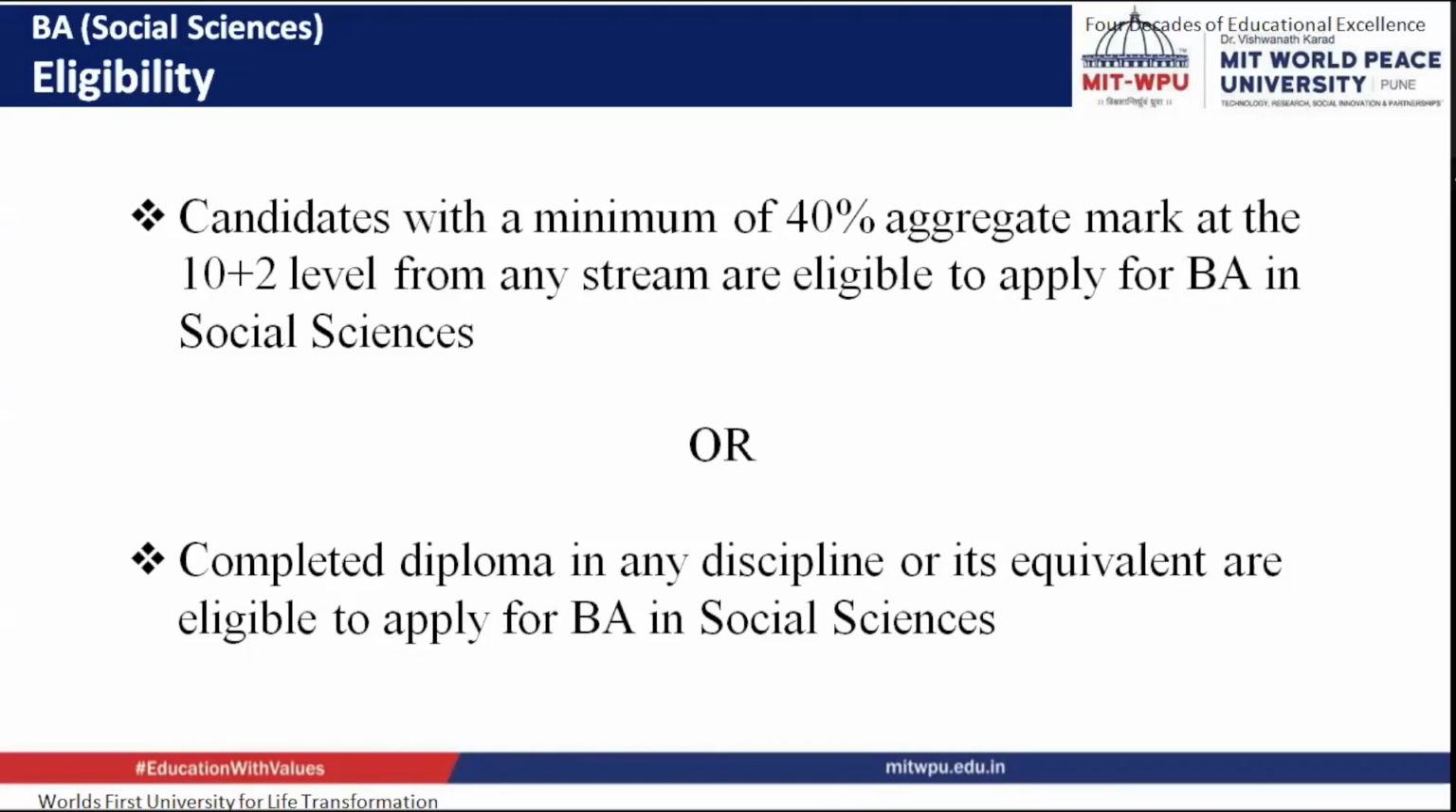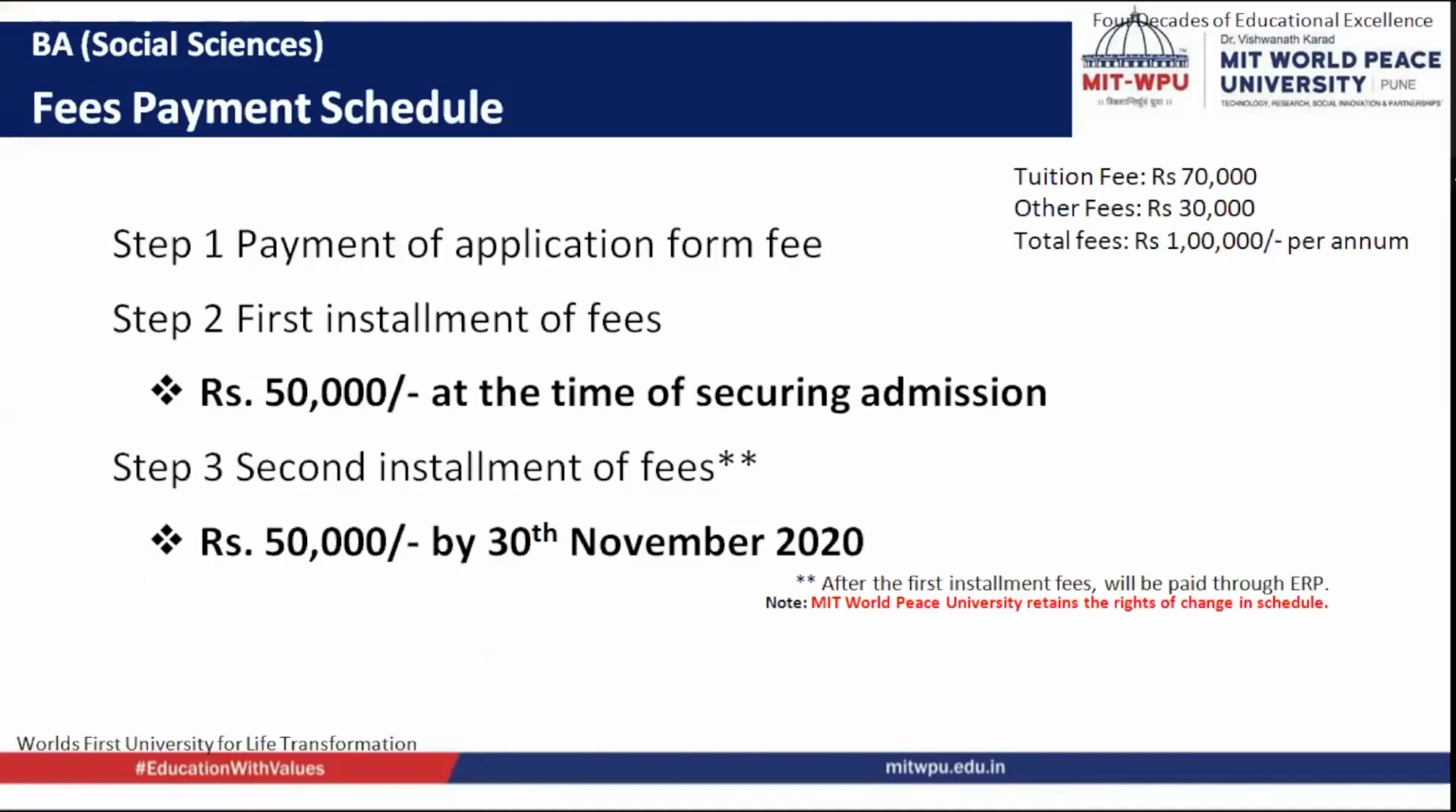And moving on, the fee payment schedule. Step 1, the payment of the application form. Fill up the form, and the first installment of the fee is rupees 50,000 at the time of securing admission. We hope that it could be between July and August, just before the admission. And the third installment of the fee is 50,000 by 30th November of 2020. And the last installment is given in the last year. So every year, about 50,000 rupees is the fee for the program, and 1,50,000 is the total fee for the program.